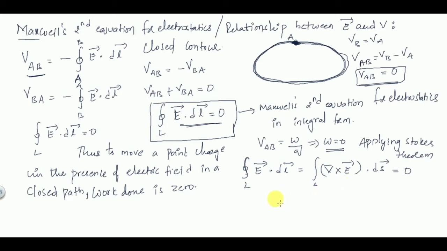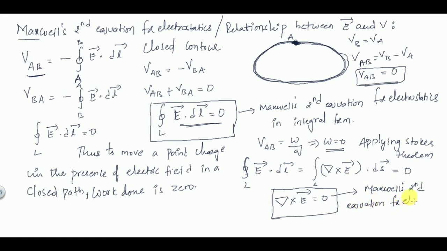When this is equal to 0, what can we write? Del cross E bar is equal to 0. This is called Maxwell's second equation for electrostatics in differential form. Okay, so this is Maxwell's second equation for electrostatics in integral form, and this is the Maxwell second equation for electrostatics in differential form.